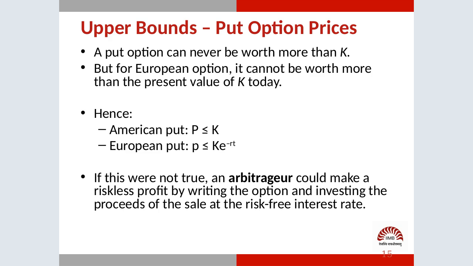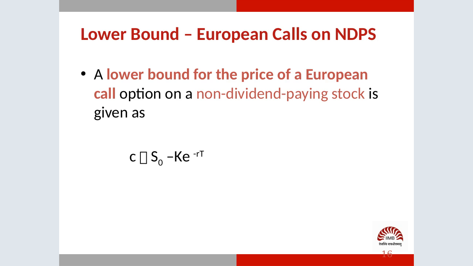Now, what we can show is that if these conditions are violated, you could make an arbitrage profit. There could be an arbitrage profit by writing the option and investing the proceeds of the premium at the risk-free rate. We've shown the upper bound. Now we want to show the lower bound.